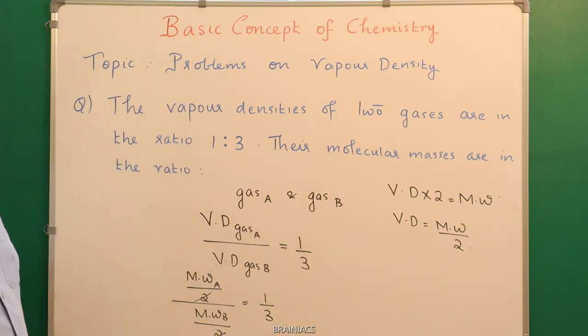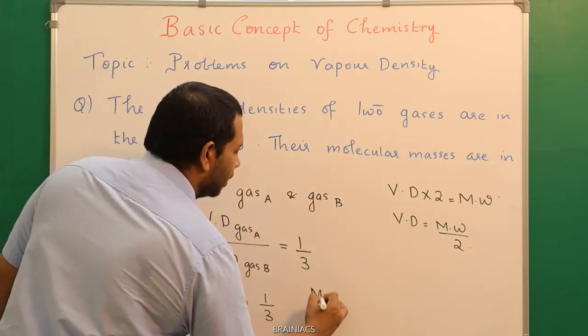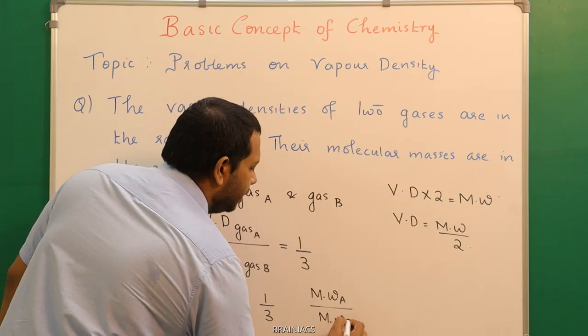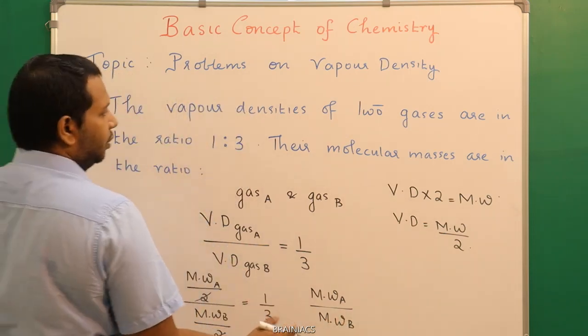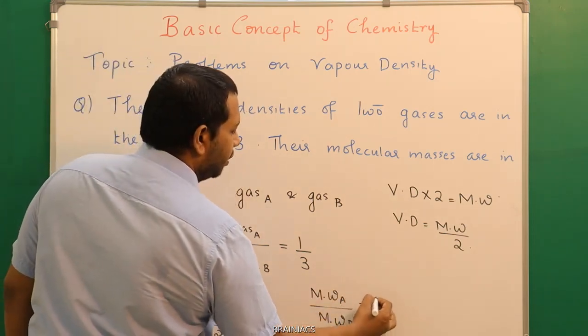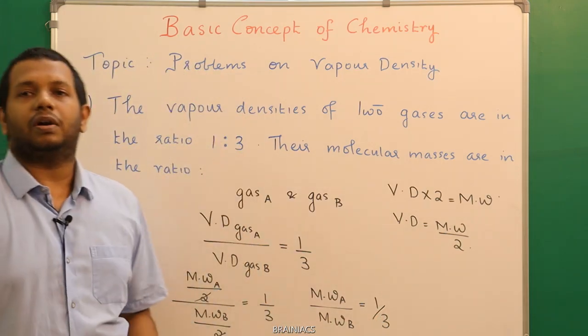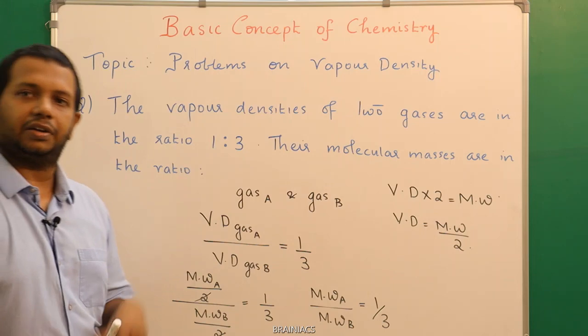So now tell me what will be the molecular masses ratio. So we can say molecular weight of A to molecular weight of B are in the ratio 1/3. Okay, so I hope you understood the question. We will switch to the next question.